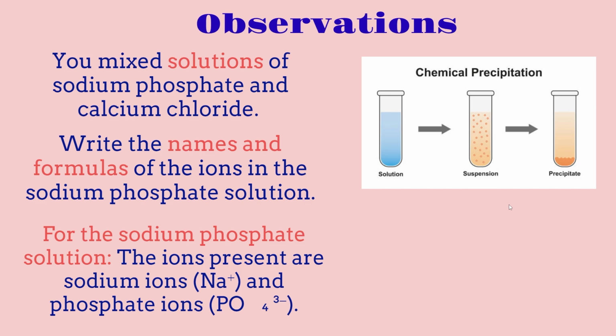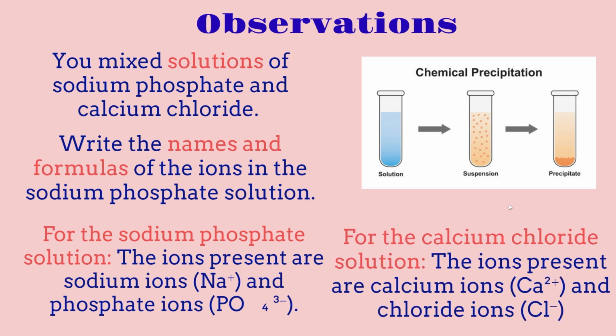And to do this, if we look at the sodium phosphate, so we're not going to do the calcium chloride just yet, but for sodium phosphate, the ions that are present in this solution are the sodium ions, which is Na+, and then phosphate ions, which is PO4 3-. So in this case, the sodium has a +1 charge and the phosphate ions have a -3 charge.